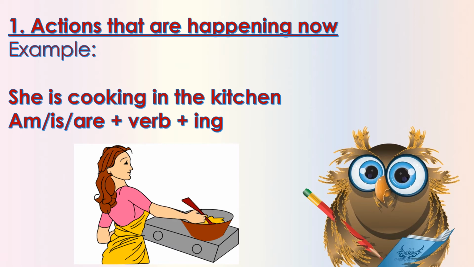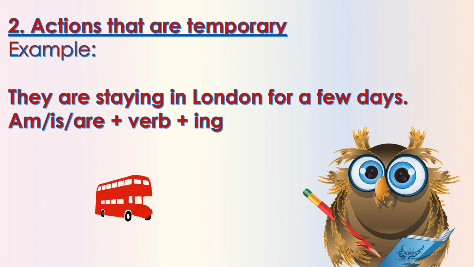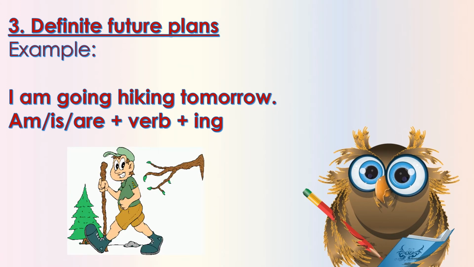Example, she is cooking in the kitchen. Actions that are temporary. Example, they are staying in London for a few days. Definite future plans. Example, I am going hiking tomorrow.